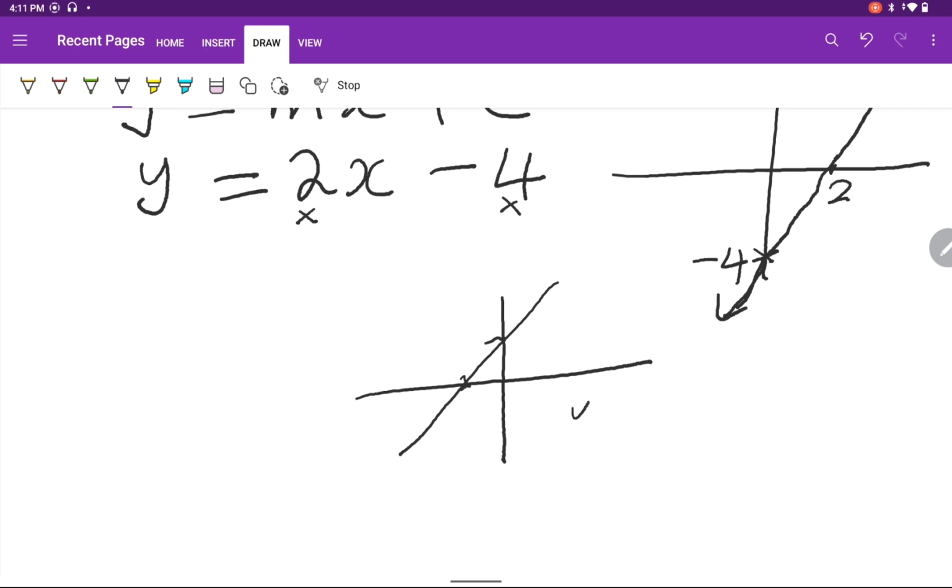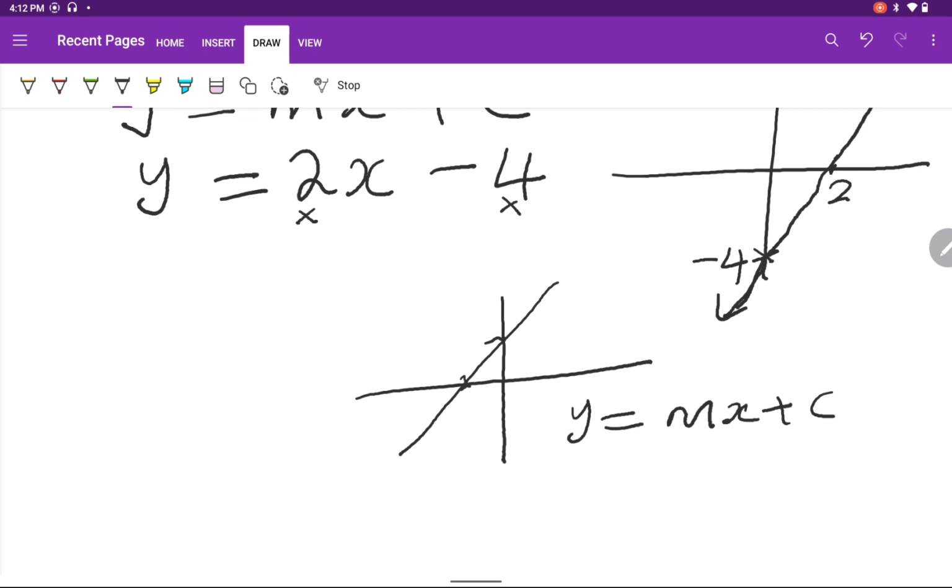So it means this graph has both m and c. So this function here has both m and c. So if m is there and c is there, it means the graph is going to intersect twice. It's going to have the x-intercept and the y-intercept. Now, depending on the value of m, right?